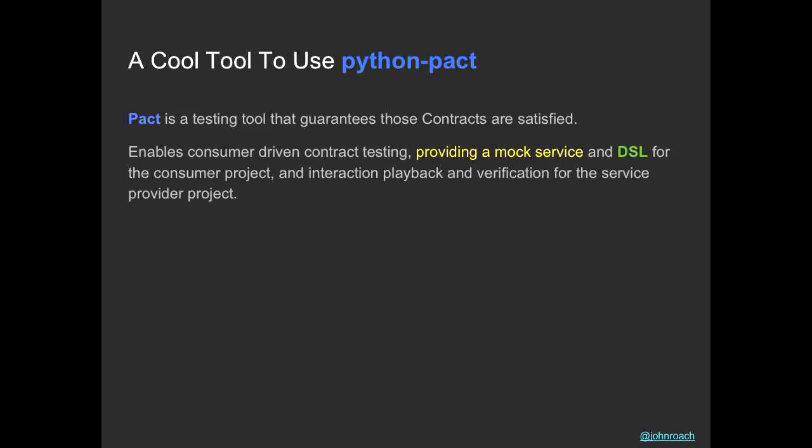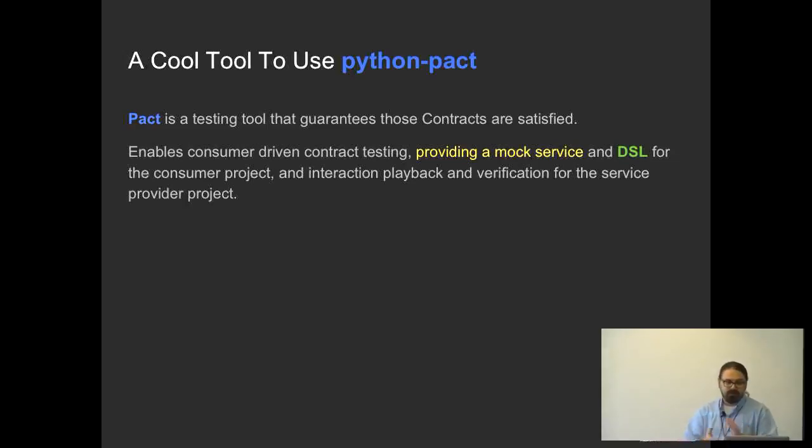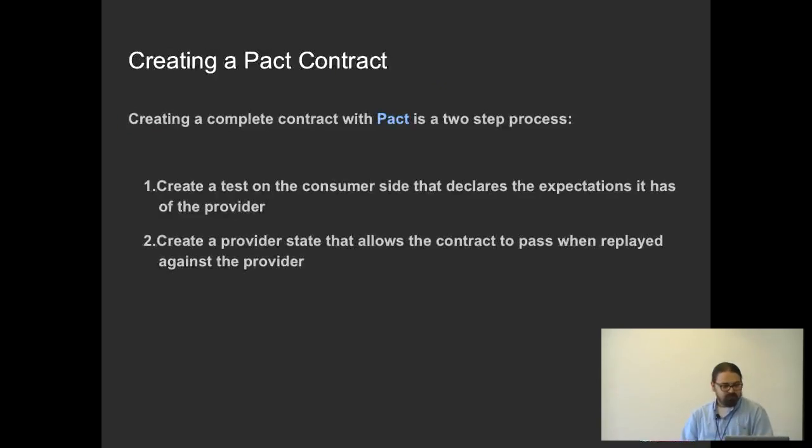And so Pact.io basically provides a mock service. It's a tool that guarantees basically that contracts are satisfied, right? So once you create the contract, you can check that out. And it enables consumer-driven contract testing, providing a mock service and a DSL. I'm going to go over that a little more.